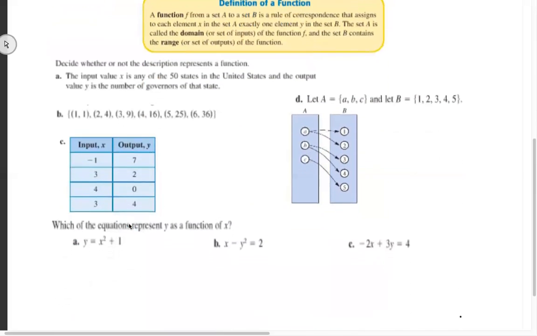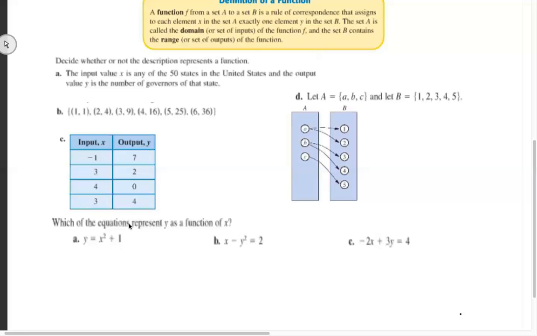So down here, it simply says, decide whether or not the description represents a function. So we're just looking at the inputs, looking at the scenario, and seeing if for each input, we get exactly one output. So it says, the input value X is any of the 50 states in the United States, and the output value, Y, is the number of governors of the state.